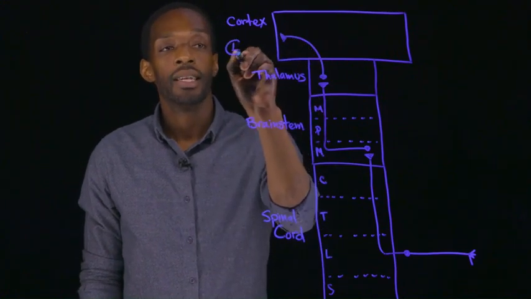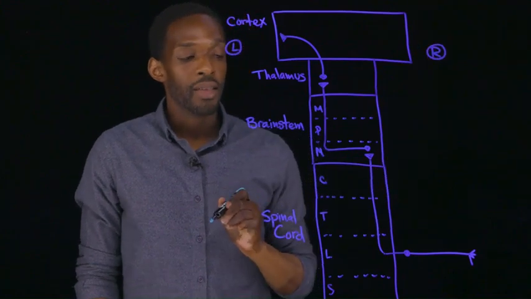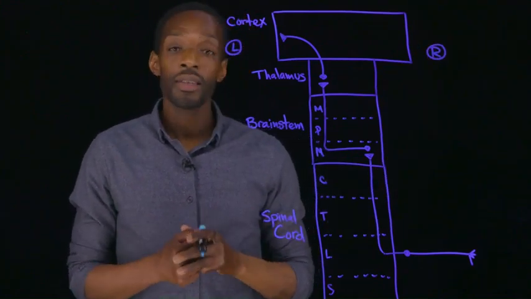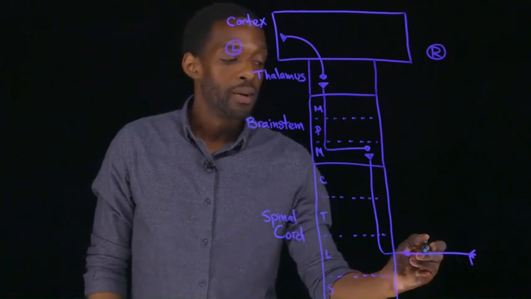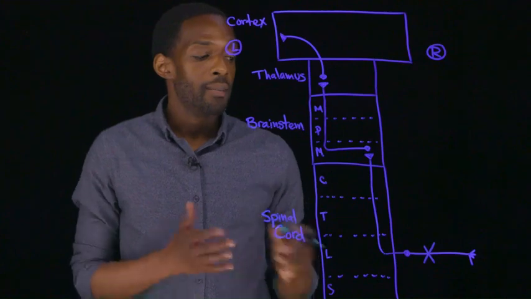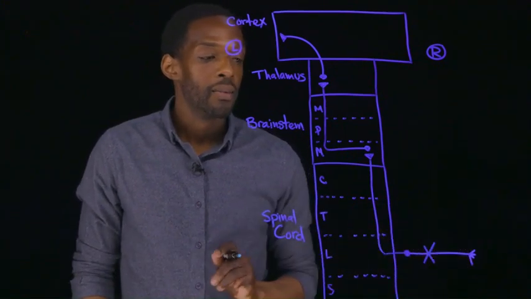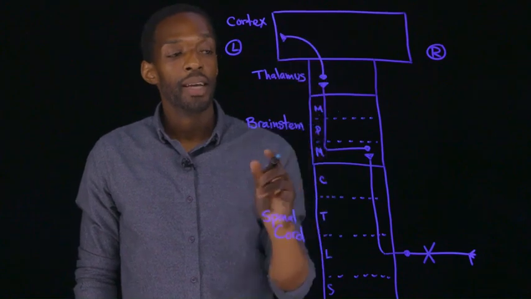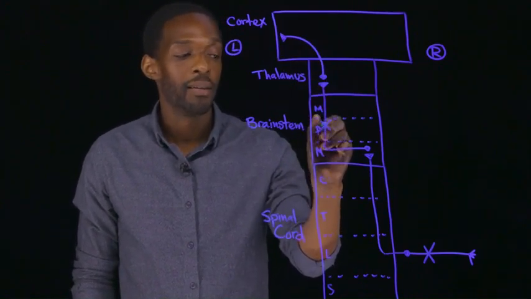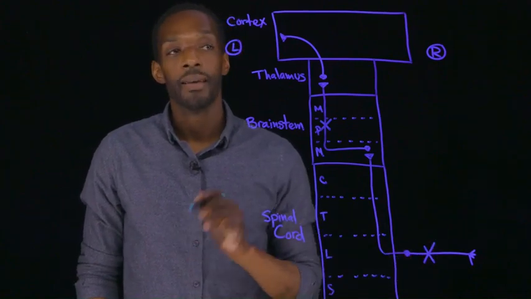If we call this the left side and this the right side, then we can see a few things by laying out this ascending somatosensory pathway. So for example, if we were to lesion a nerve on the right-hand side, that would be associated with a loss of sensation on the right-hand side. However, if we were looking at the brainstem and we were to lesion the left side of the brainstem, that would be associated with a loss of sensation on the right side of the body.